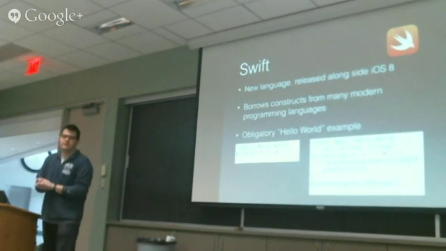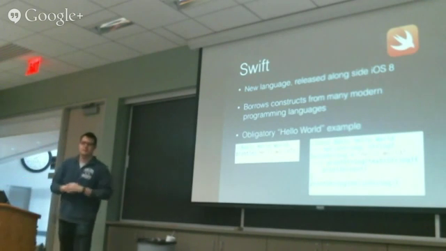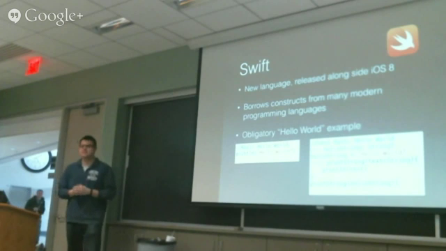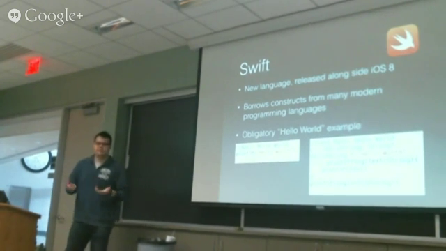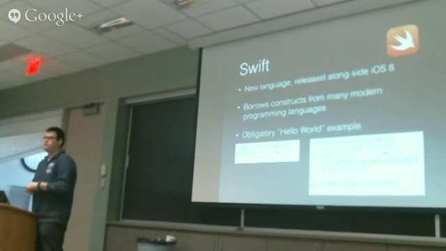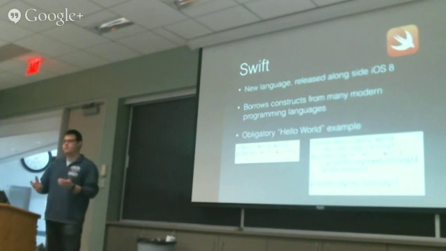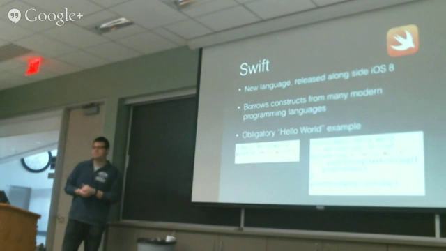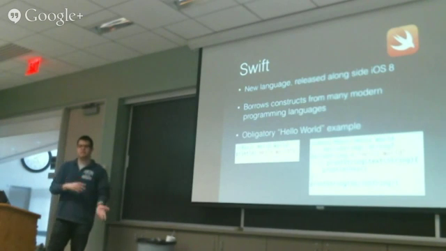Swift is a new language released along with iOS 8. Like I said, this was mid last year, so it's very recent, especially in terms of programming languages. I mean, Java has been around for the better part of 20 years, C# as well. Objective-C was around for, I think, longer than that. Swift is very new. But what you get with something that's new is a lot of the inefficiencies taken out of these older languages.